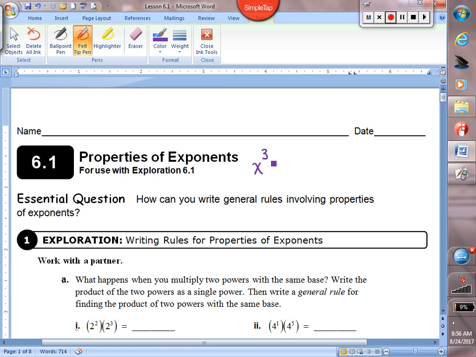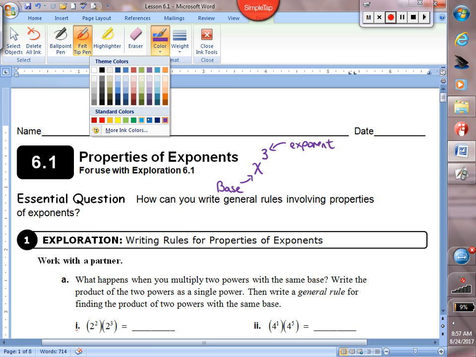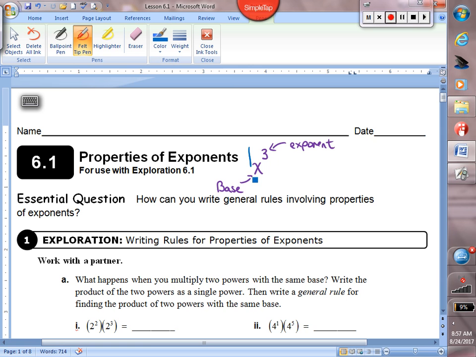If we have x to the third power, the x is our base, the 3 is our exponent, and if you put the whole thing together, the x to the third power, the whole thing together, is known as a power. So just a little reminder for you, we're going to be using some of those terms today as we explore the exponent properties. So just to touch on those real quick.